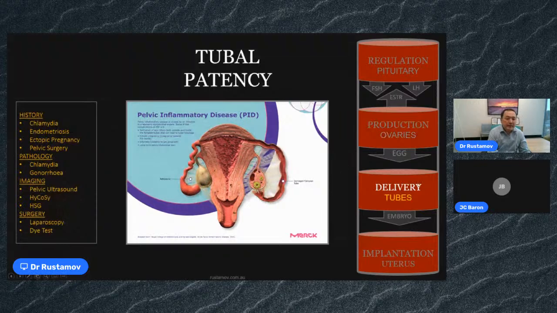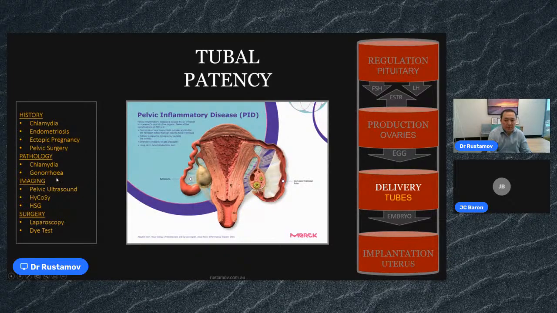So the next level is we check if the produced eggs are actually being delivered to the ampullary part of the tubes for fertilization. Which means we have to take a history to find out if there are any risk factors which may cause tubal diseases, tubal problems. We ask if patients had any PID, chlamydia, history of severe endometriosis, history of previous ectopic pregnancy, which may be linked to tubal problems, and history of pelvic surgeries, which may cause pelvic adhesions.